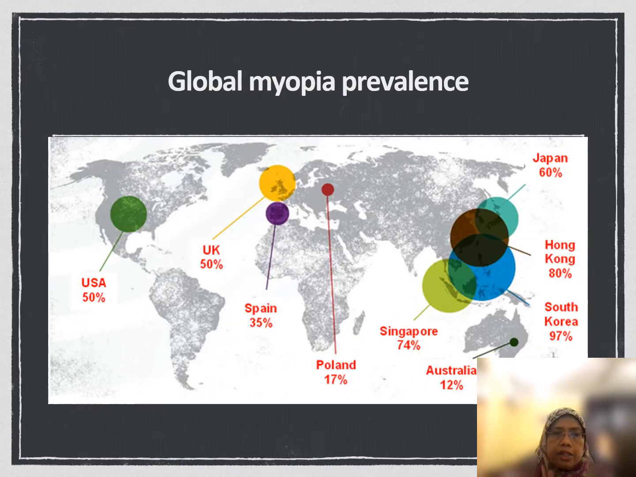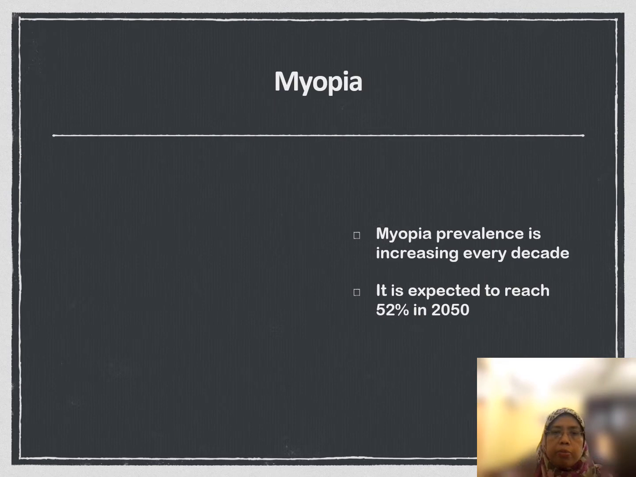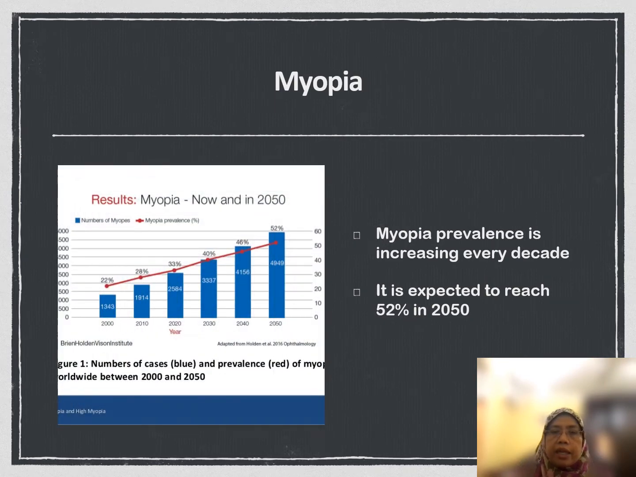This is a slide that shows global myopia prevalence among young adolescents, and as you can see, the highest prevalence is around East Asian regions. In Singapore about 74%, in South Korea 97%, in Hong Kong about 80%, and in Japan around 60%. We also know that myopia prevalence is increasing in every decade. It is expected to reach 52% by 2050, which means that one in every two people will become myopic by 2050.